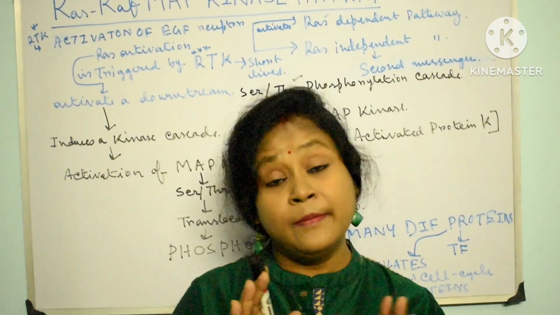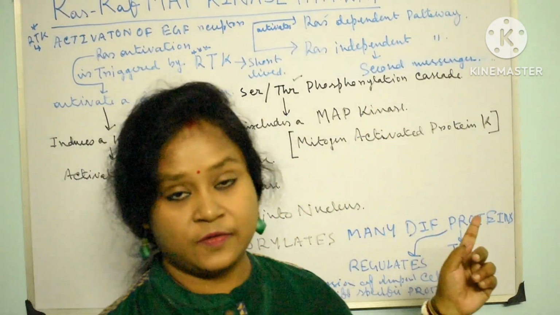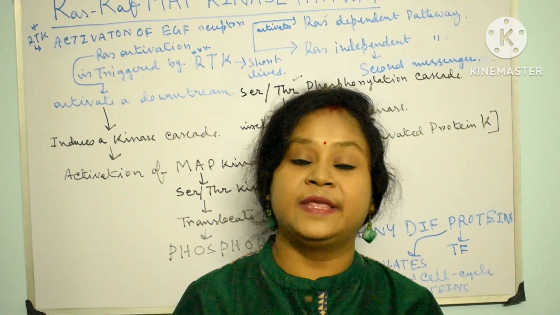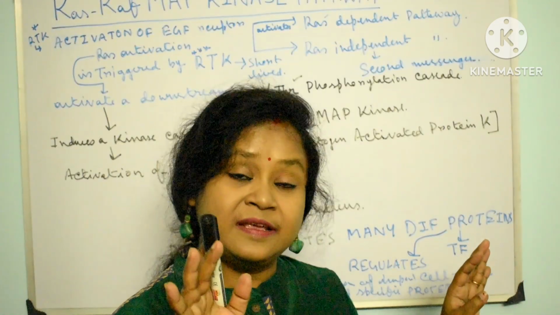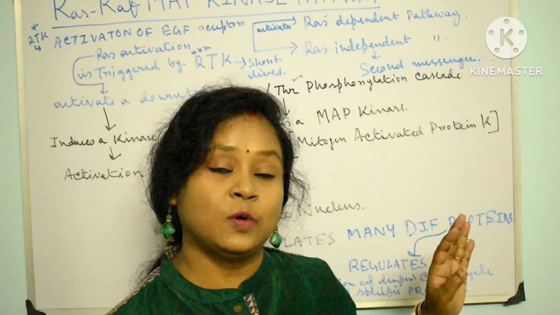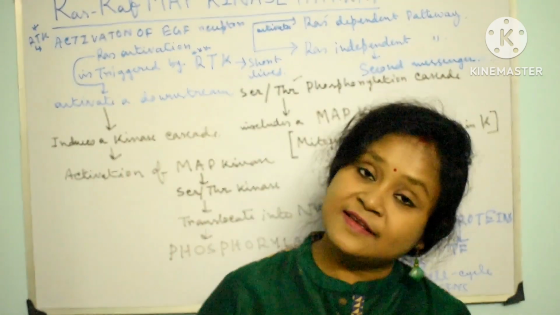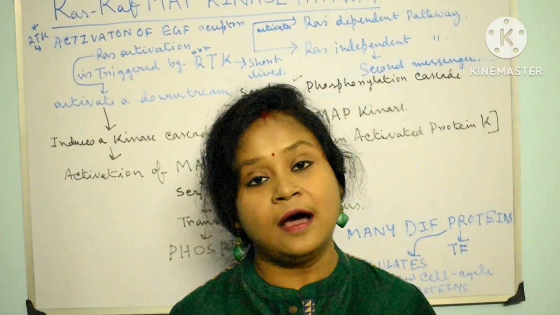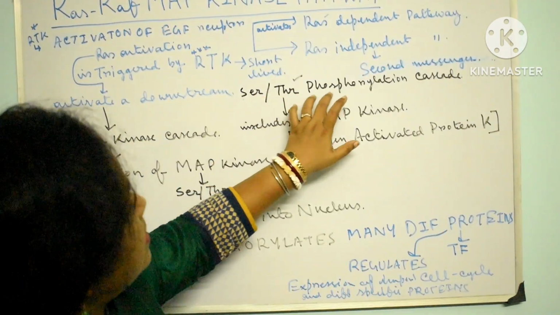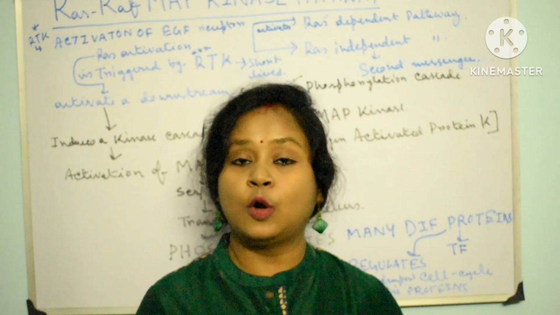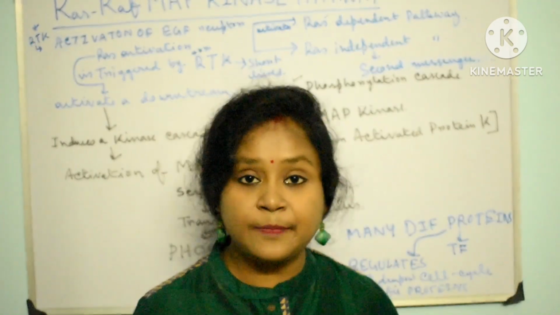Many serine threonine kinases can participate in this phosphorylation process, but only 3 of them constitute the core module, and that core module is known as the MAP kinase module. Is it very clear what MAP kinase is and how it works? Now, the downstream serine threonine phosphorylation cascade follows a pattern. Let's discuss that pattern.